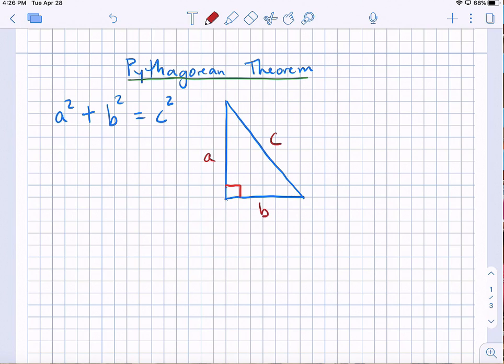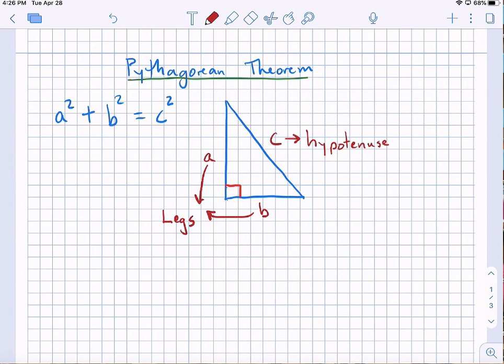All three of these sides have a name. The C value, it's a terrible arrow, the C value is called the hypotenuse. I have no idea where those words come from. It's called the hypotenuse. These two sides, A and B, the two sides that make up the right angle, are called the legs of the right triangle.